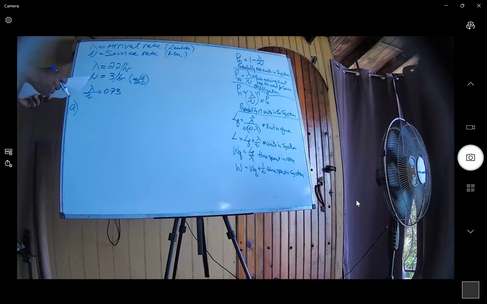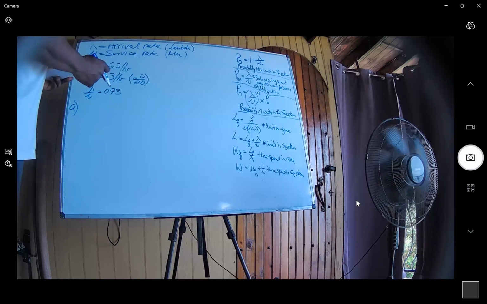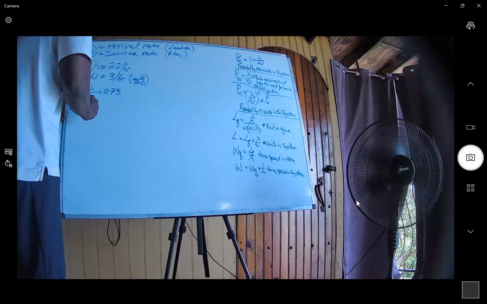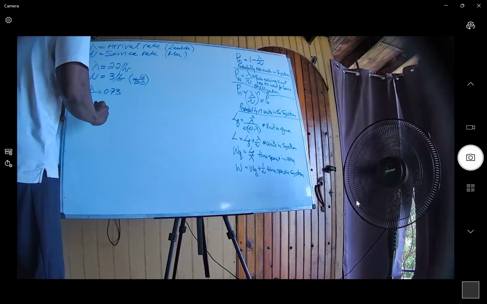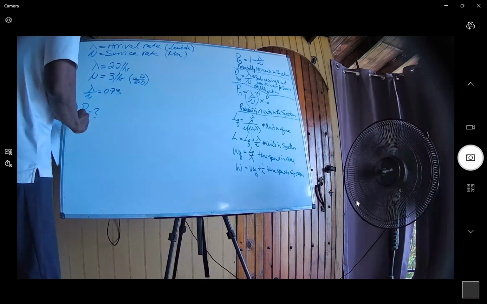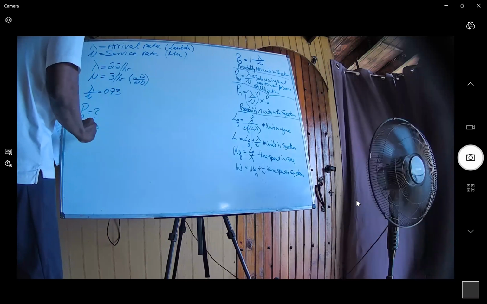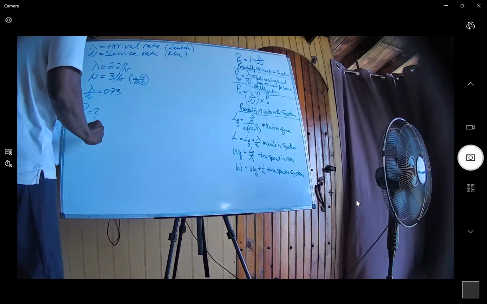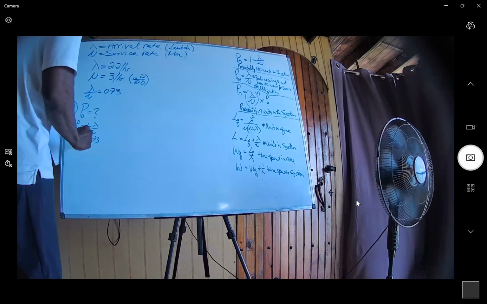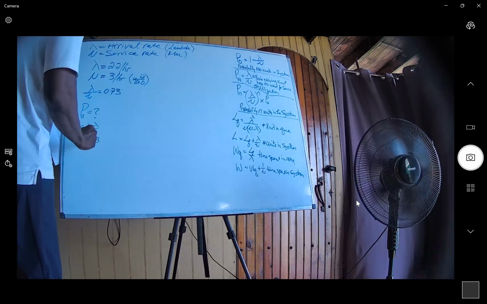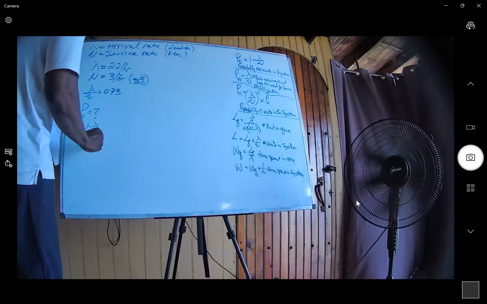It says, what's the probability that there are no units in the system? So we're trying to find P naught, right? And P naught is going to be equal to 1 minus lambda over mu. So 1 minus 0.73. The answer for that one will be 0.27, or 27%.